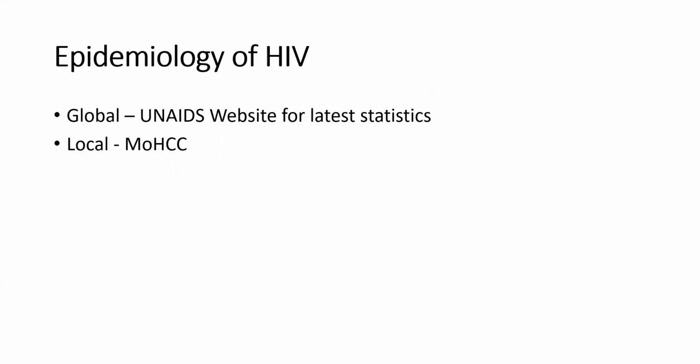In terms of the epidemiology of HIV, the statistics describing the number affected globally, regionally, and even locally, I will not give you the latest statistics in this presentation, but I encourage you to go to the UNAIDS website, where you can look for the global report for 2019 or 2020 and get the latest statistics on the number of people affected with HIV globally and the number of new infections.